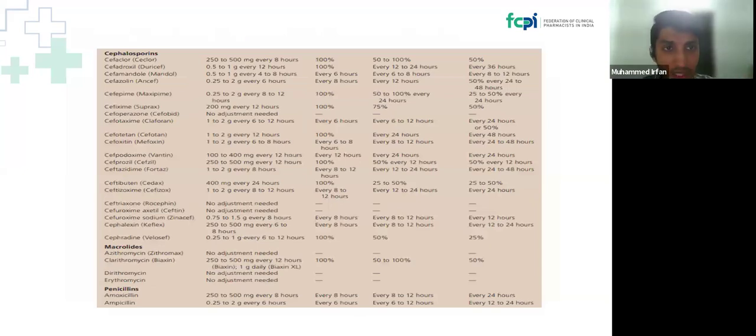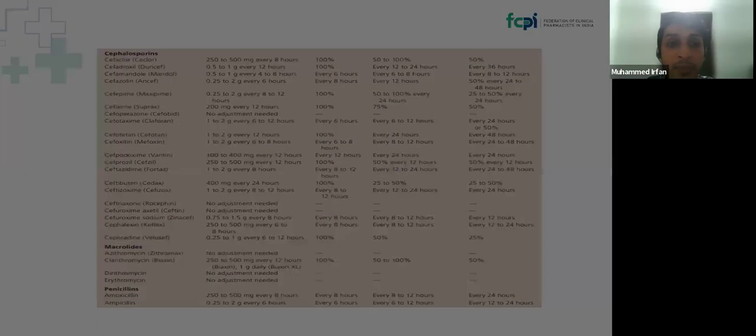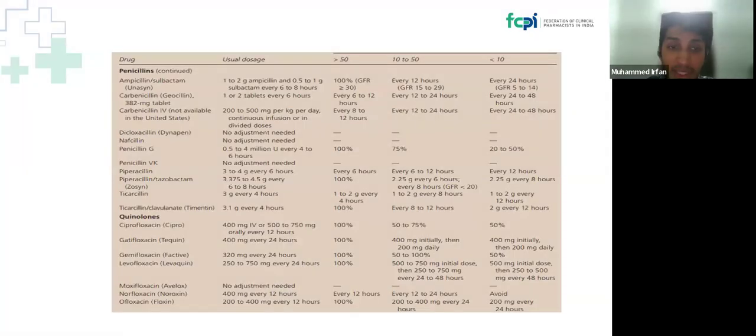I have given the list of cephalosporins, macrolides, and penicillins. In the macrolides, that is azithromycin, no dose adjustment is necessary. Then the penicillin groups and the quinolone groups, such as ciprofloxacin and levofloxacin, where the dose should be adjusted according to creatinine.